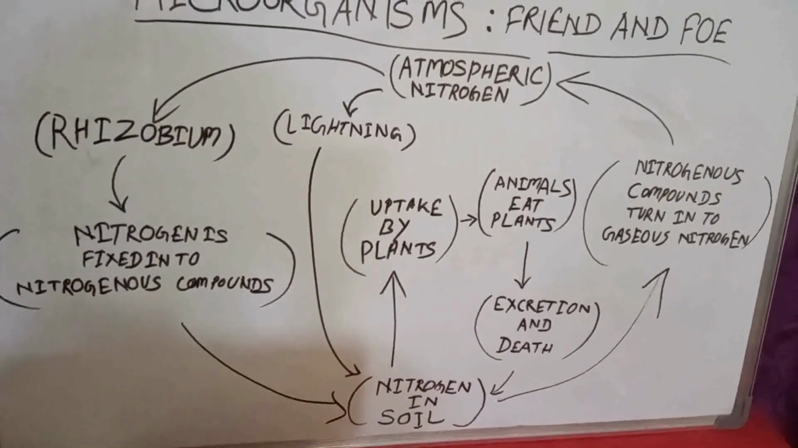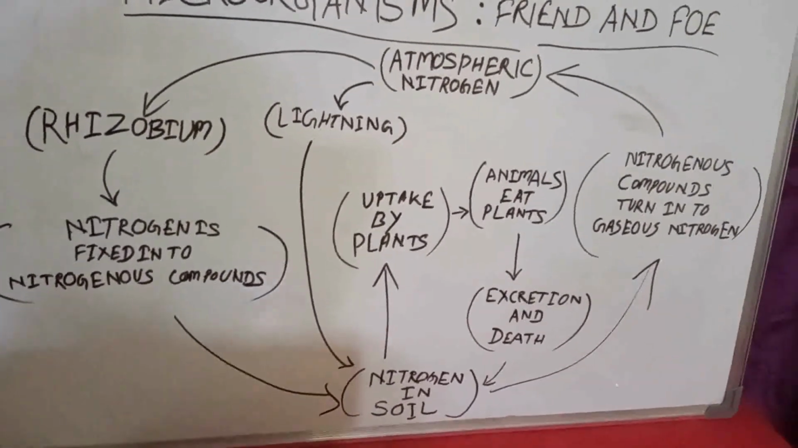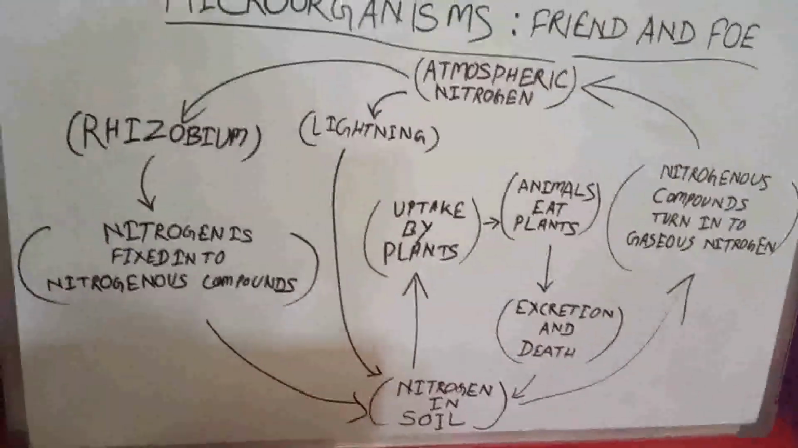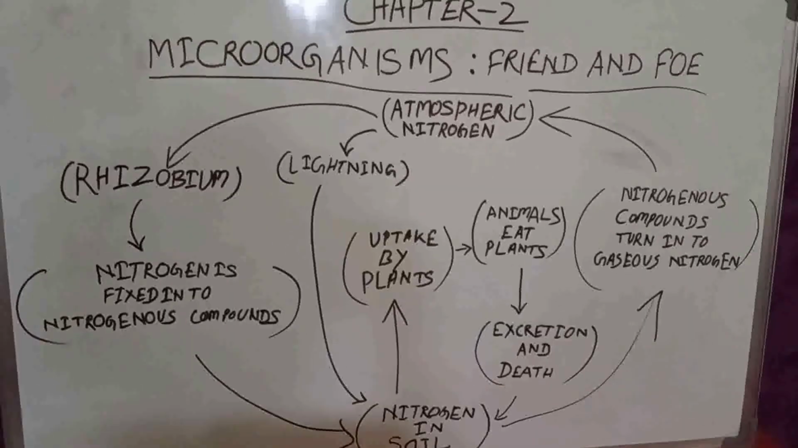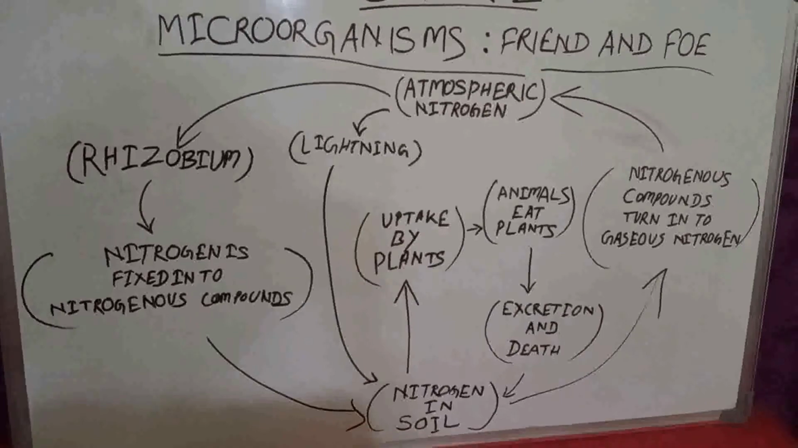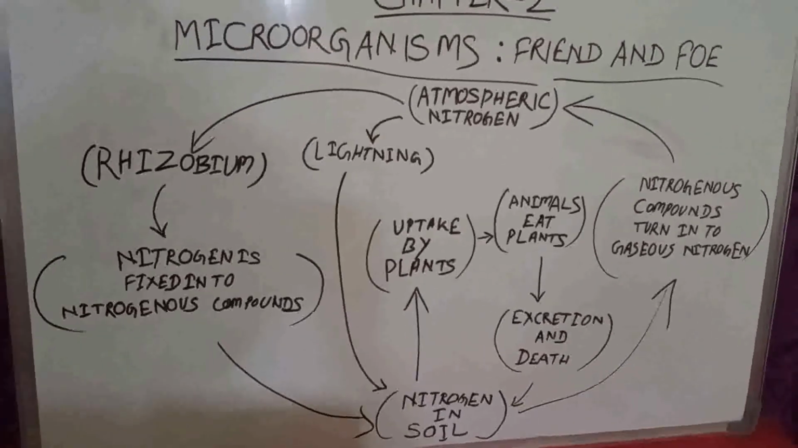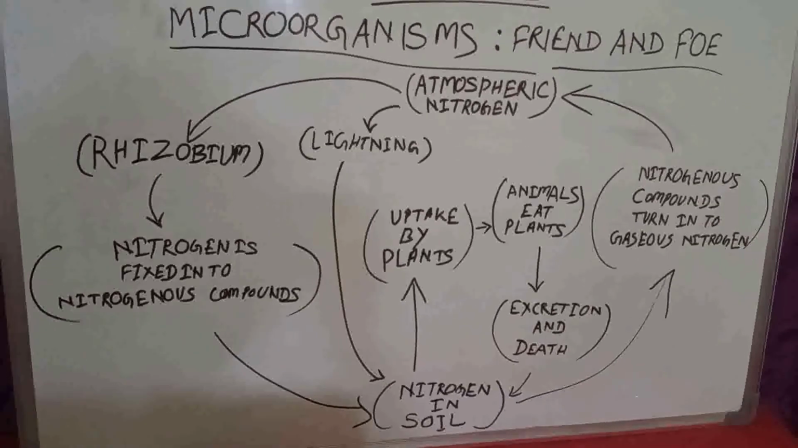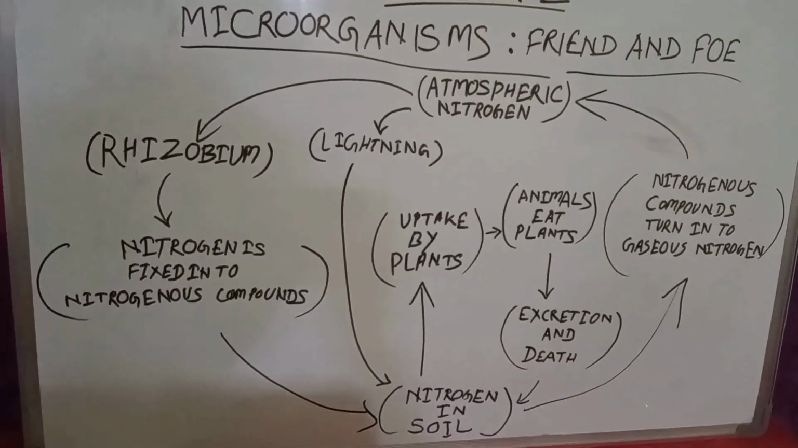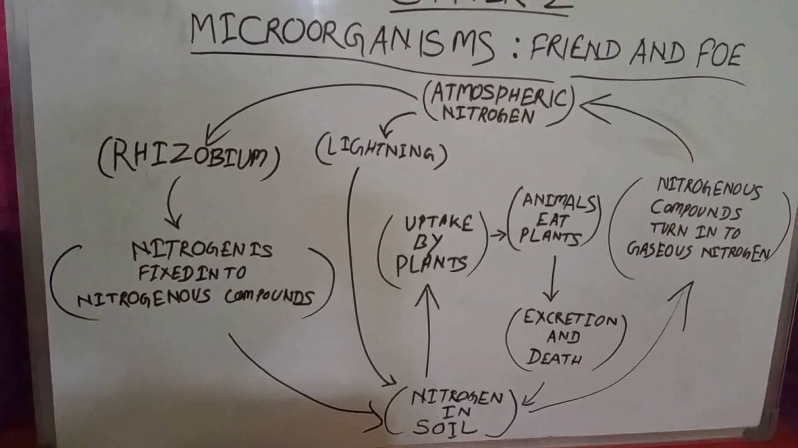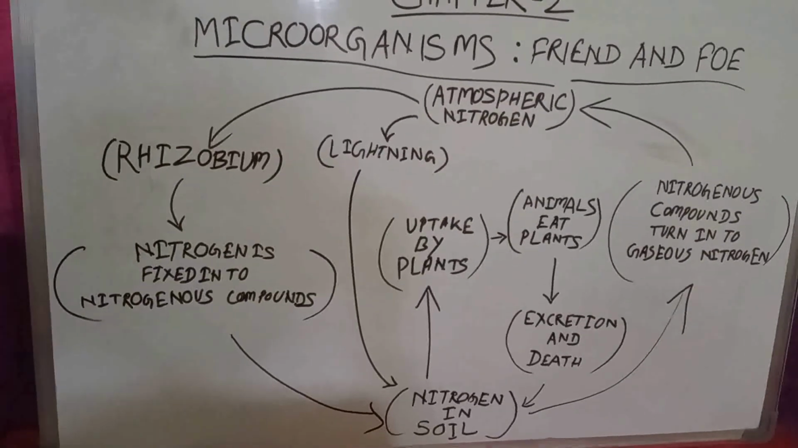When a plant or animal dies, the bacteria and fungi present in the soil decompose it. That's how the nitrogen goes back into the atmosphere. As a result, the percentage of nitrogen in the atmosphere always remains more or less constant, and that's why 78% gaseous nitrogen always stays there.